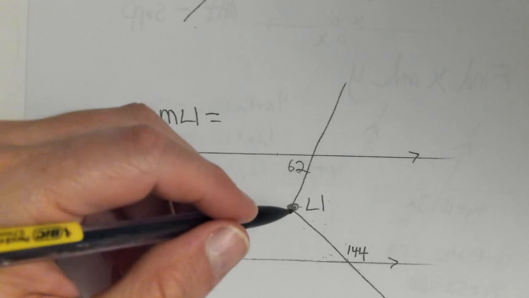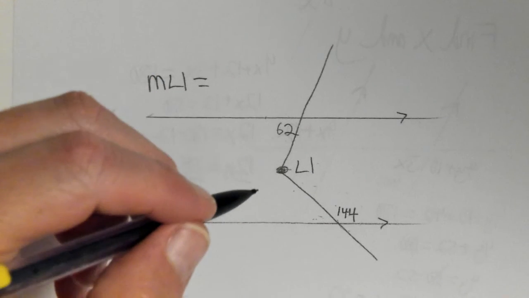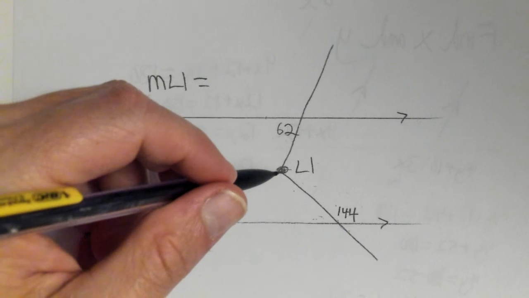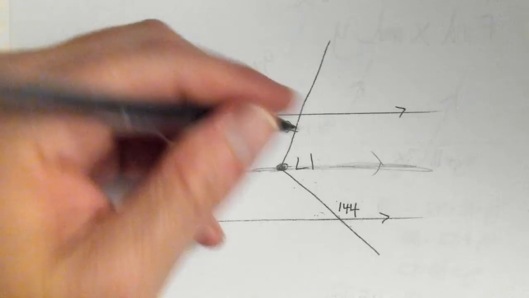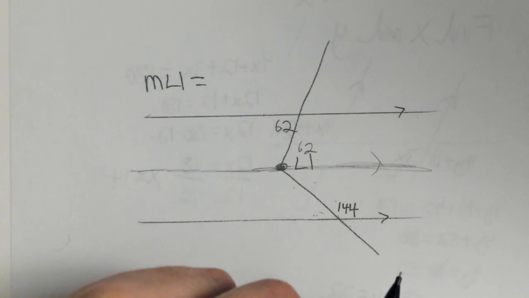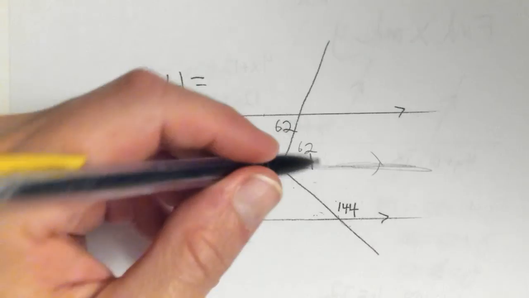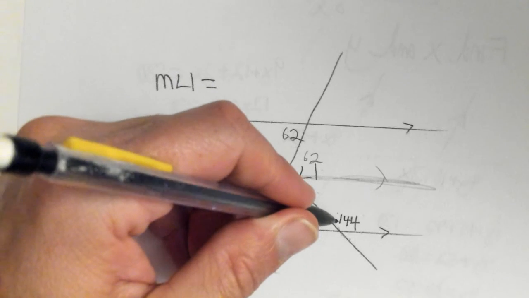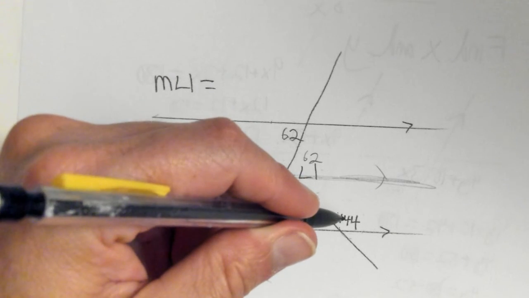Okay, so once again, we kind of know the trick here on this. If I want angle 1, then I'm going to have to draw in an auxiliary parallel line, a third parallel line, that kind of divides angle 1 into two parts. And if I find each part, I can add them together and get the answer. Well, this is 62, this is 62, because alternate interior angles are congruent.